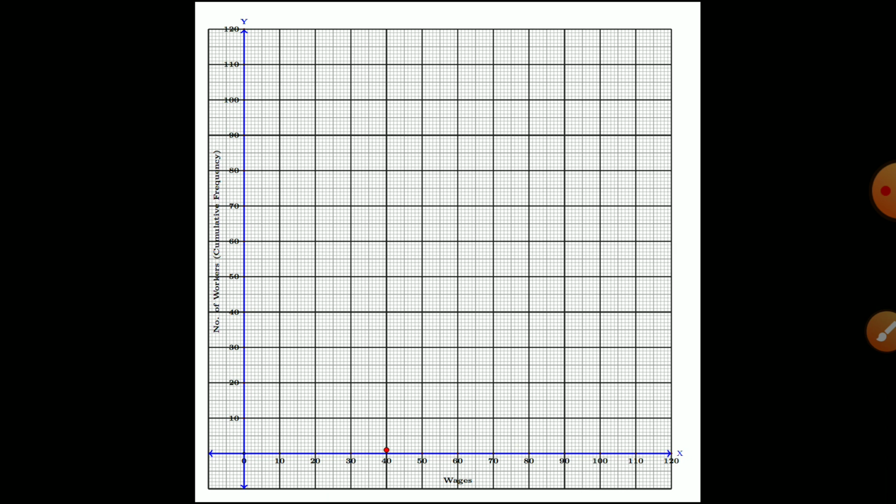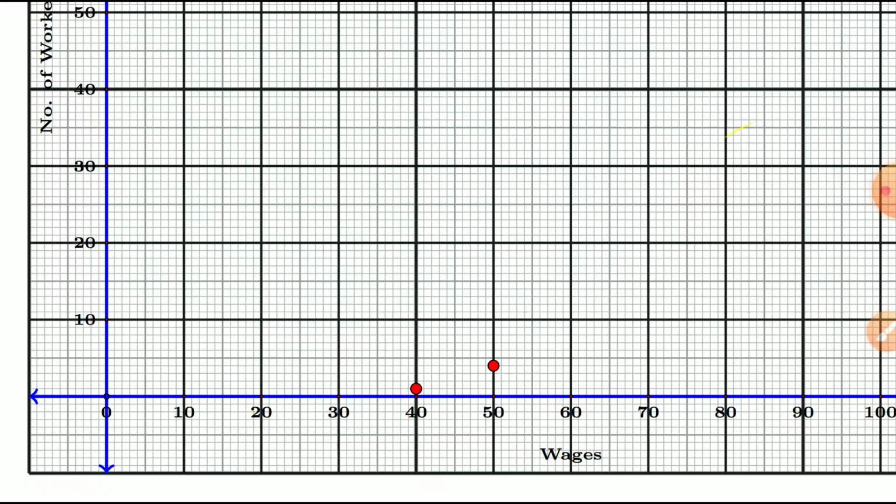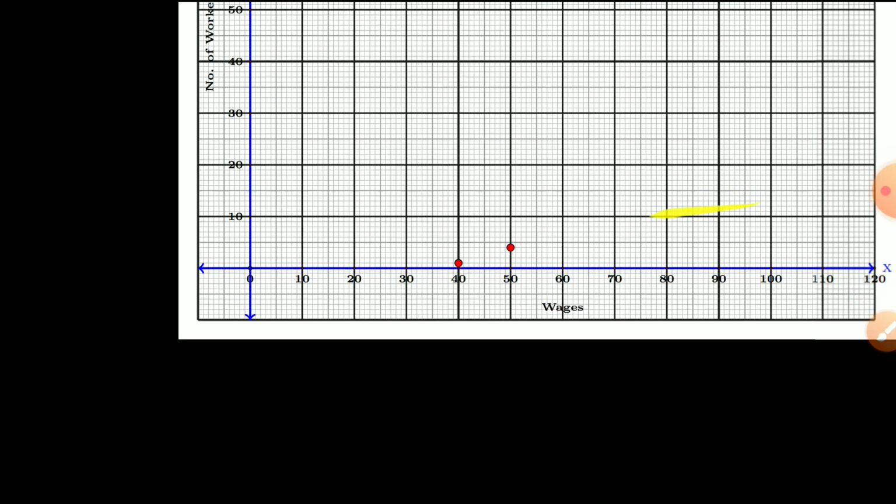The second point, look, 50, corresponding to 4 cumulative frequency, 50, 4. So the next point is here, 50, 4. Our next point is here, 50 is here, and 4 boxes above 50, okay, that point is plotted. We have plotted the second point.